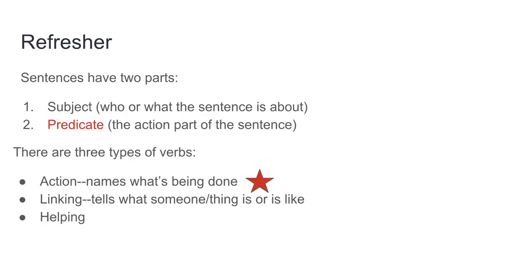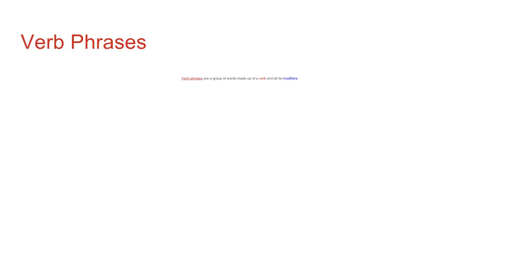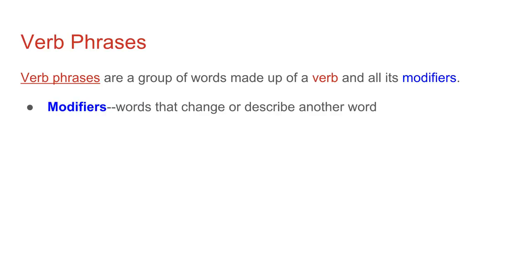We already know about action and linking, but we need to know about verb phrases in order to understand helping verbs and what they do. So a verb phrase is just a group of words that's made up of a verb and all its modifiers. Modifiers are words that change or describe another word.